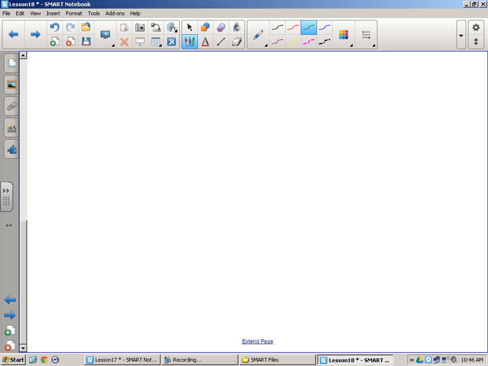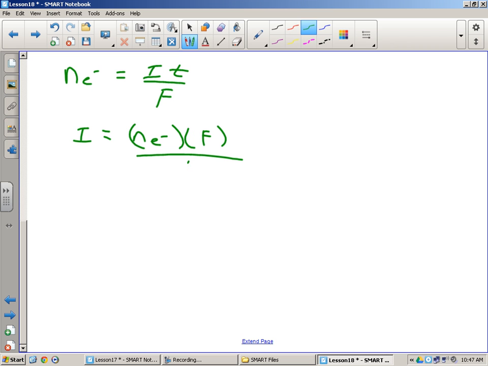Anytime you see current required to produce for 20 minutes, or if they talk about amps or things like that, you want to be thinking about Faraday's law, of course. So you may want to start with the equation. It does say calculate the current, so right away I know that I'm going to be solving for I here. If I want to solve for I, I'm going to have to do amount of electrons times Faraday's constant over T. Okay, that's how you would solve for that.